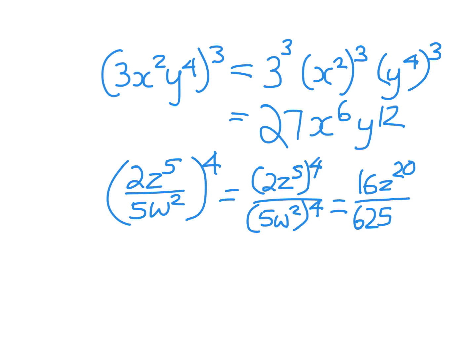W squared to the power of 4. I am raising a power to a power. So I keep the same base and I multiply together the powers. How easy is that?